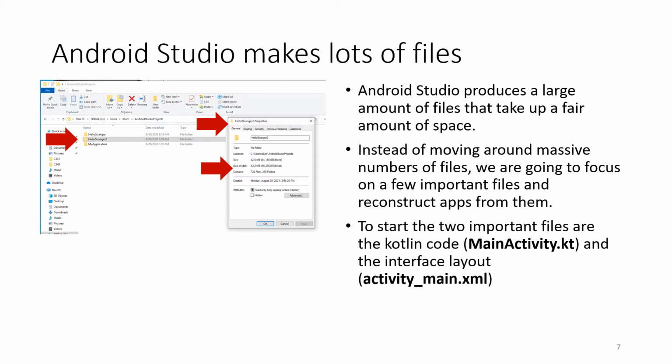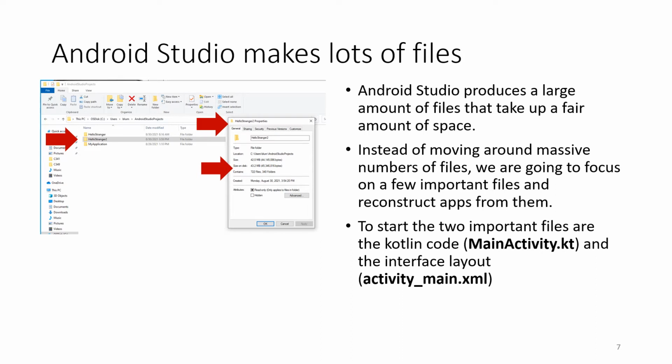Here we're looking at the properties of the Hello Stranger 2 folder that Android Studio just made for us. We see that it is like 42 to 43 megabytes in size and that it contains 722 files. So it's created a lot of files, it takes up a lot of space, and if you wanted to submit homework or lab to me or ask me a question, these files are too big for us to be sending around. So it's important for us to know how to send just the important files and to be able to reconstruct a project from the important files.